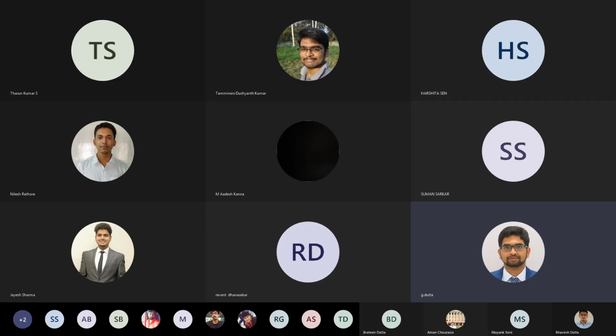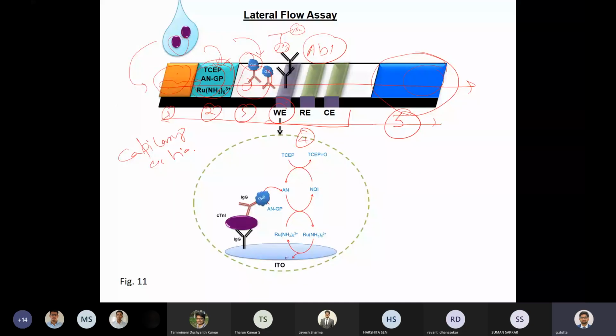will bind. So if you don't have any target, then everything will wash out and you will go to the absorbent pad, it will absorb. Okay, so in this case, now your label is there, so all the reagent will come, they will react with this label, will form the product, and some redox cycling kind of reaction in the bottom part you can see. So this kind of redox cycling reaction you can employ.